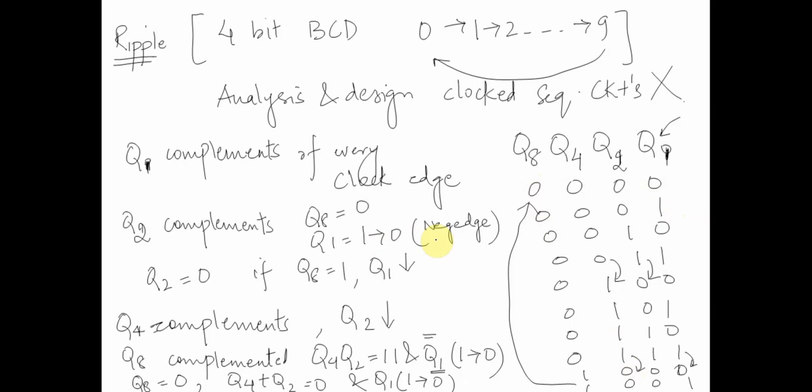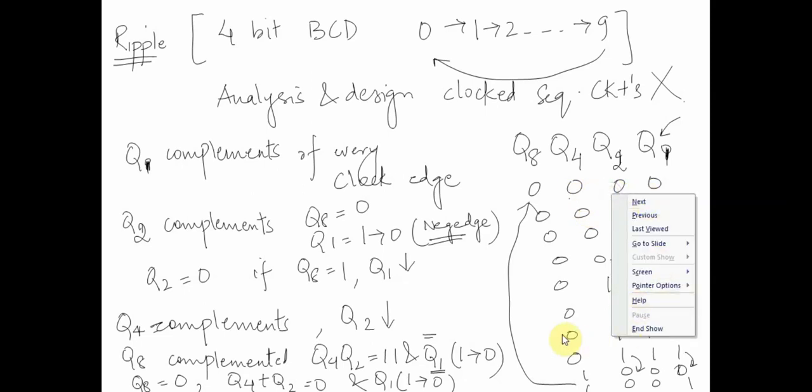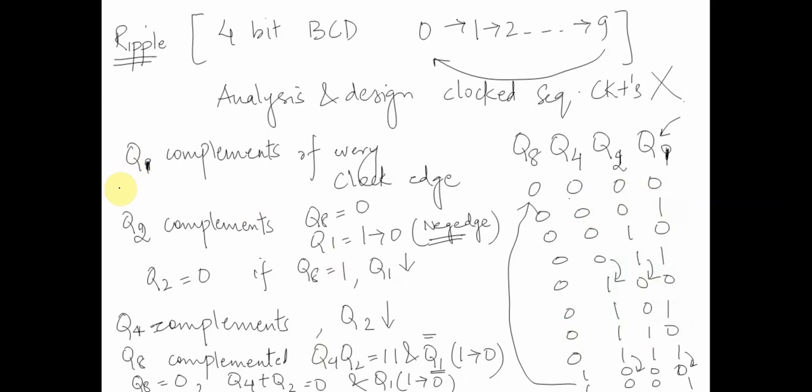Whenever Q8 is equal to 0, at a negative edge, it will complement. Similarly, Q4 will toggle from 0 to 1 whenever there is a negative edge on Q2. But for Q8, we say Q8 complements, it goes from 0 to 1 whenever Q4, Q2 is 1 1 and Q1 goes to 0. And similarly, it's cleared to 0 whenever Q4 plus Q2 is equal to 0 and Q1 goes from 1 to 0. So basically this means my Q1 flop is driven by a clock, the clock for this is driven by Q1, the clock of this is driven by Q2, and the clock of this is again driven by Q1.